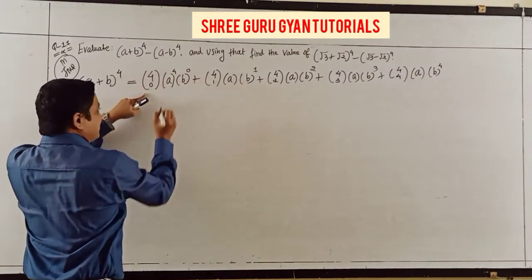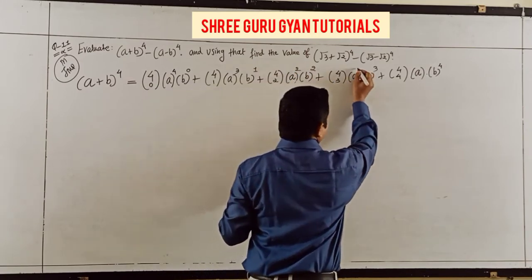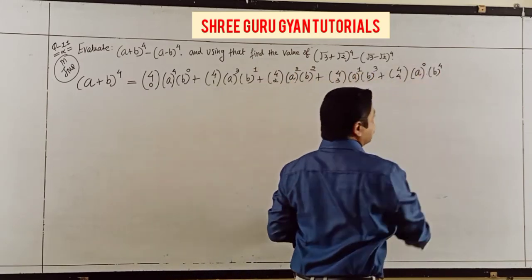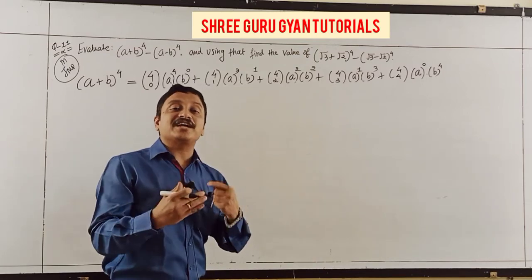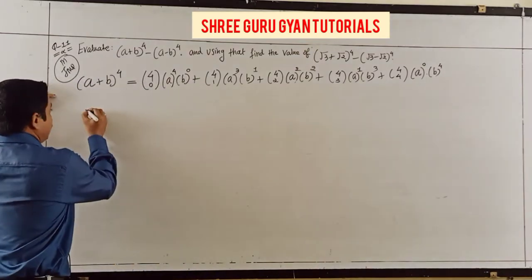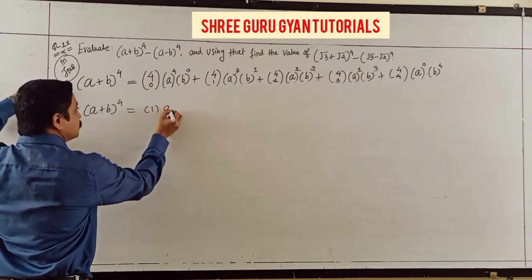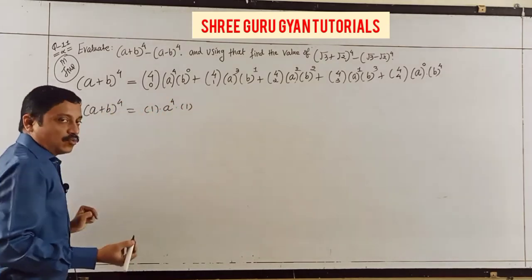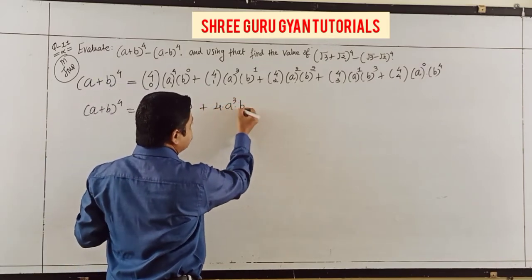4 minus 0, which is 4, then 3, 2, 1, and that will be 0. Now simplify and try the solutions. So (a plus b) to the 4 power: the first term is a to the 4, 1. 4C1 is 4, a cube b.